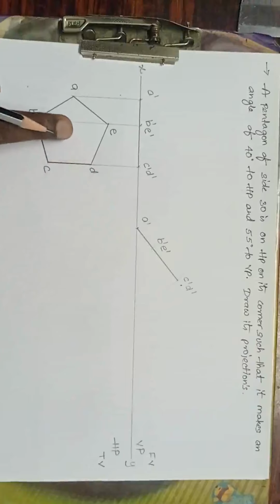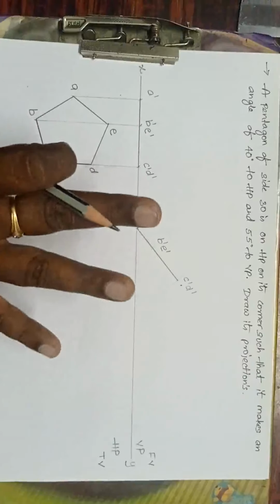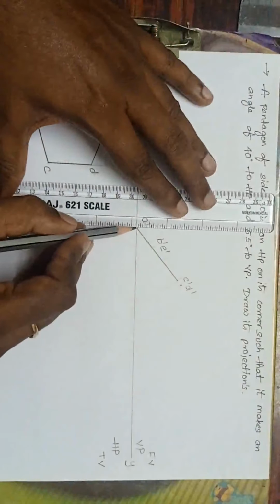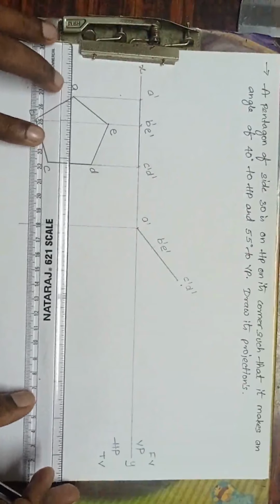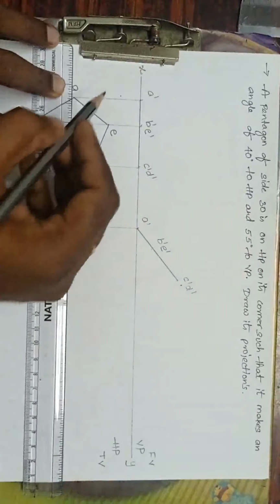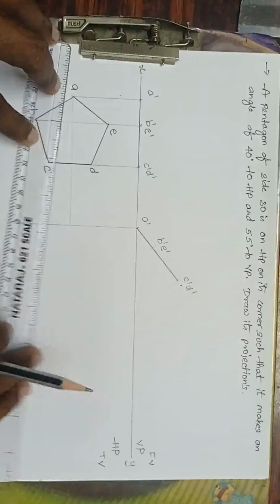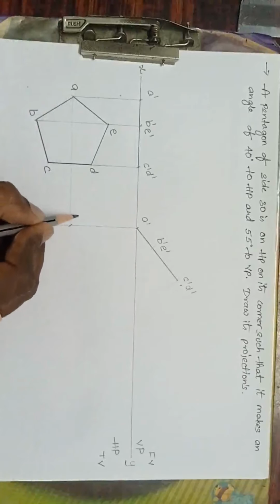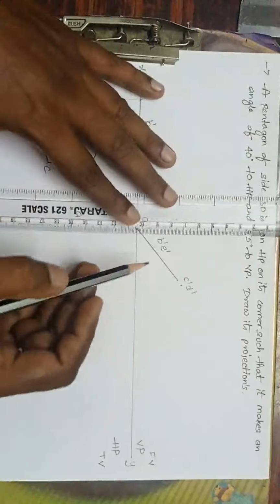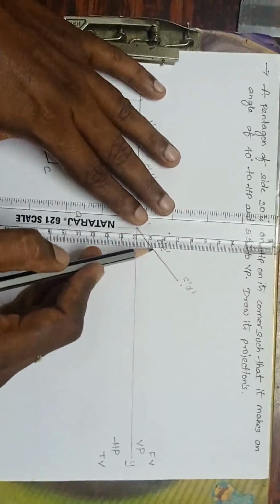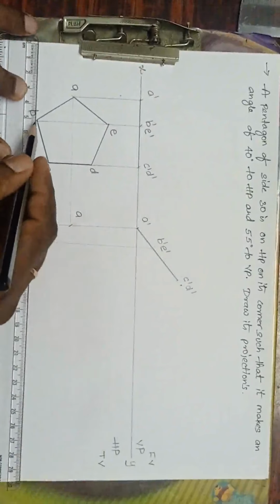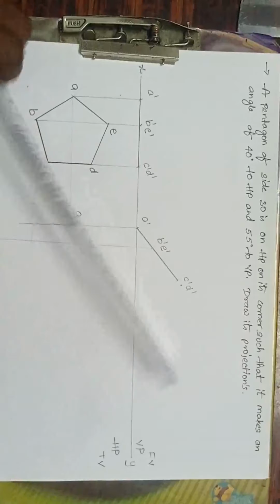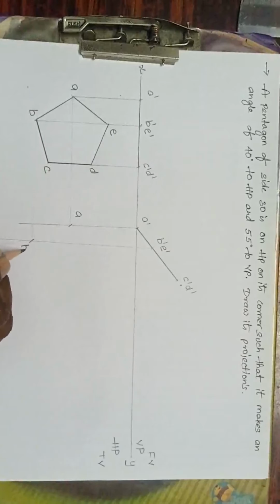Next, what to do? I have to match each and every point, perpendicular and parallel lines. That's it. Now from A dash, drop the perpendicular line. From A, drop the horizontal line. Okay, now this is the point A. Now from B dash, drop the perpendicular line. Now from here B, drop the horizontal line. Yes, the meeting point is point B.